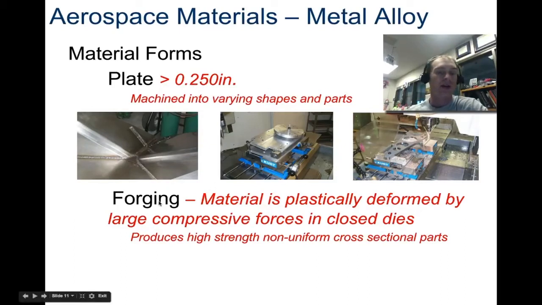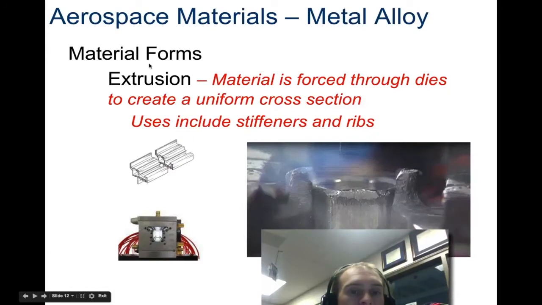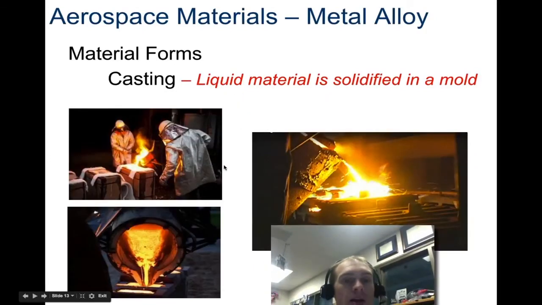You also may forge it, where it's just plastically formed by compressive forces. You're pushing it into shape using different types of metals. And then there's also extrusion, and we've seen all these videos in the robotics class where the material is forced through the dies and it creates a cross section. So solid metals themselves can be solidly extruded with enough pressure. Then there's casting. You melt it down, you pour it into a die or some sort of mold.